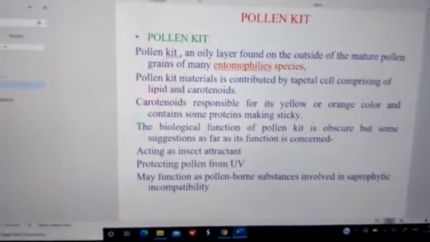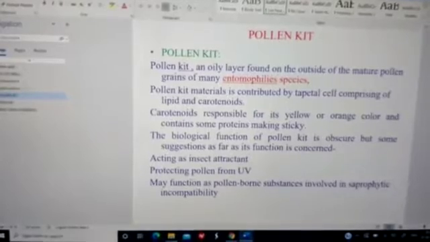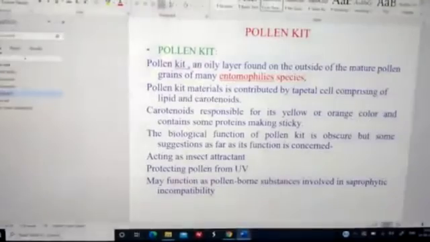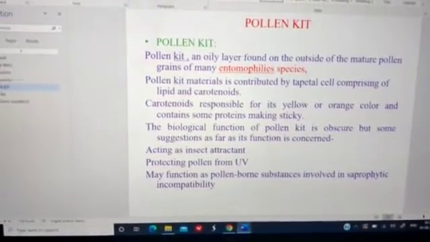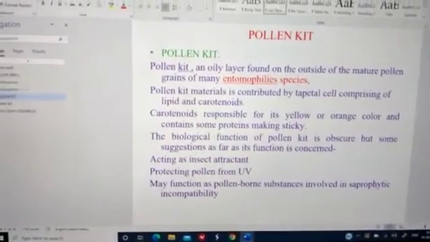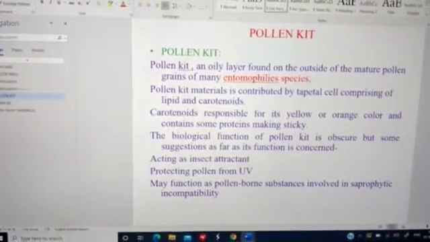What is the pollen kit? Pollen kit is an oily layer. It is found outside the mature pollen grains of many entomophilous flowers. Entomophilous flowers means those which are pollinated by insects.